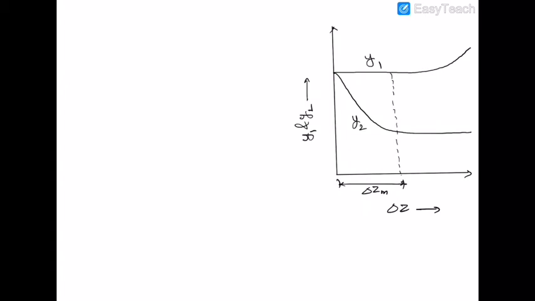The phenomenon of flow in a channel with a hump in case of subcritical flow we can understand by observing a plot which is drawn between delta Z, which is the height of the hump, on the x-axis, and the depth of flow at section 1 and section 2, that is y1 and y2, on the y-axis.